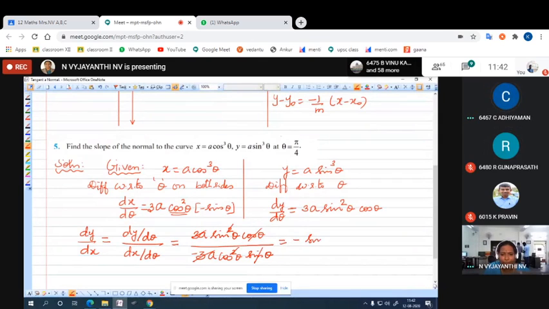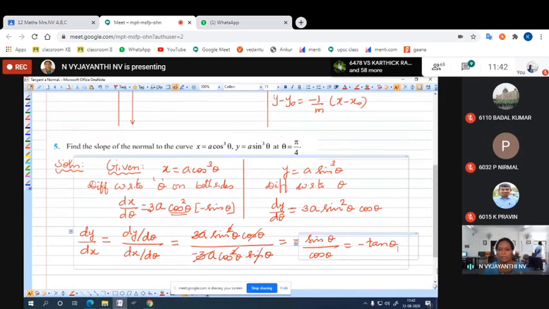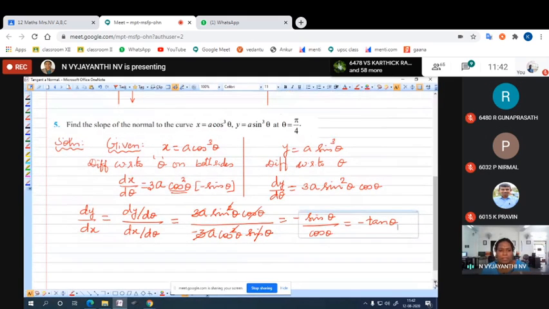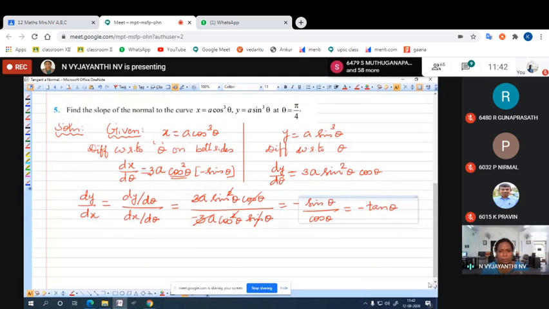What will remain? Minus tan theta. Minus sin by cos. What is sin by cos? Tan theta. So dy by dx is equal to minus tan theta. So what is the slope dy by dx? Minus tan theta.